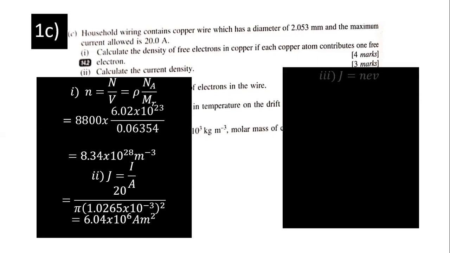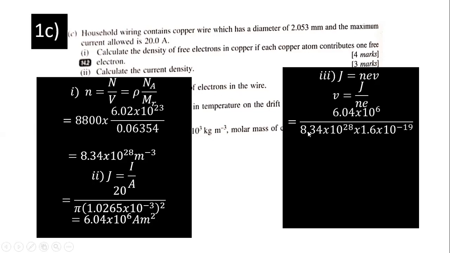Just getting you to memorize the formula, that's all. Or we just derive it. Just use that to derive your J over NE, or I over A. Calculate that. Anything not clear?